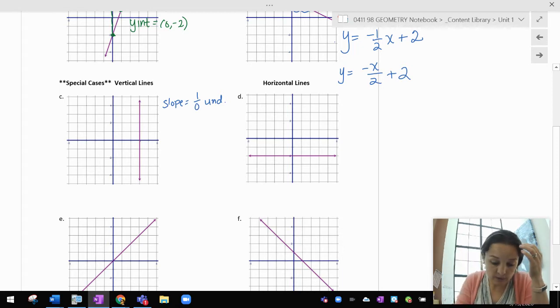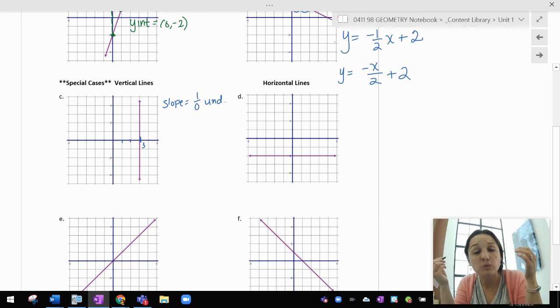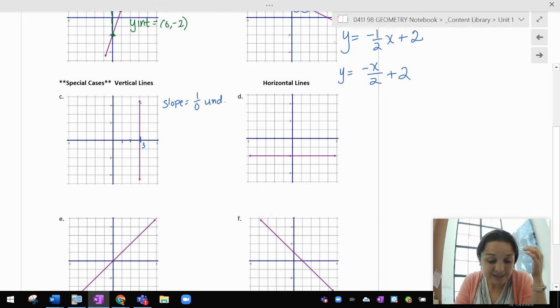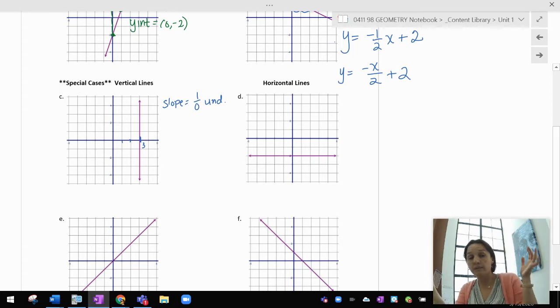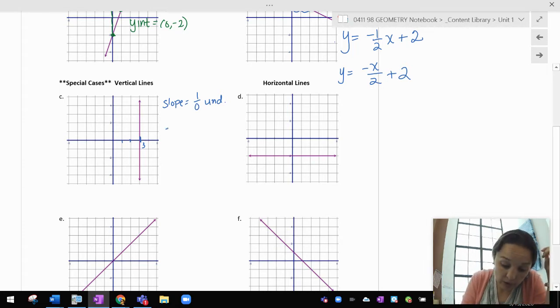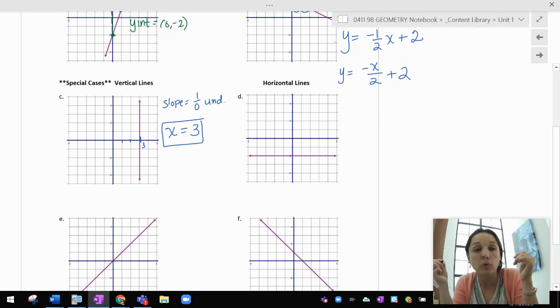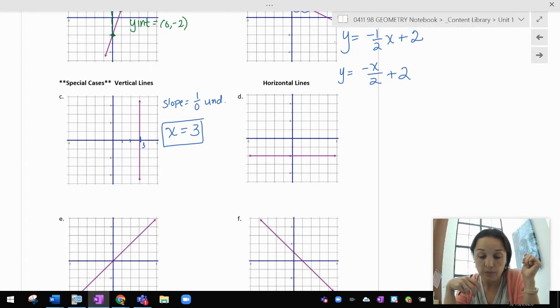With vertical lines, this vertical line passes through x equals 3. And in fact, it stays on the 3 value for x the whole time. So, vertical lines always have x equals a number as their form. There is no y in vertical line equations.